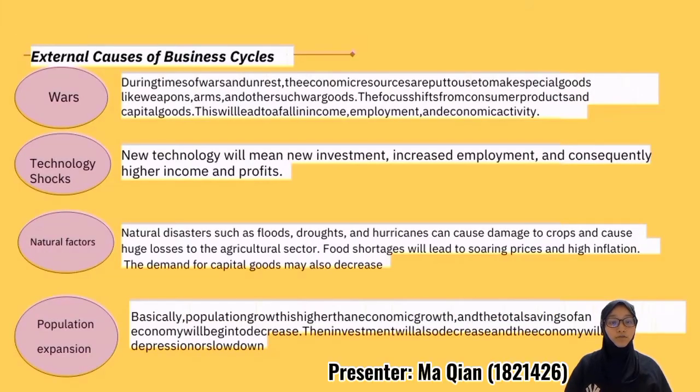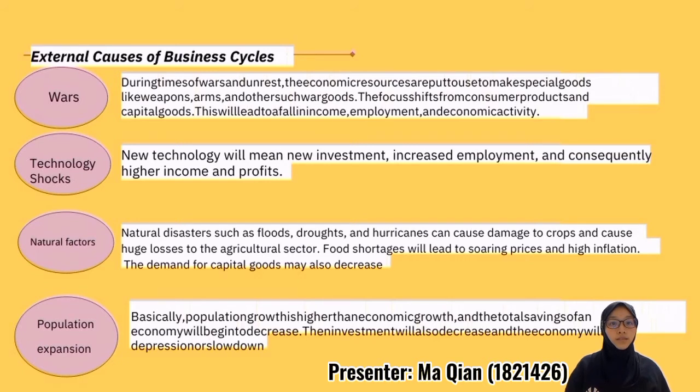External causes of the business cycle. The first one is war. During times of wars and unrest, the economic resources are put to use to make special goods like weapons, arms, and other such war goods. The focus shifts from consumer products and capital goods. This will lead to fall in income, employment, and economic activity. So the economy will face a downturn during war times.